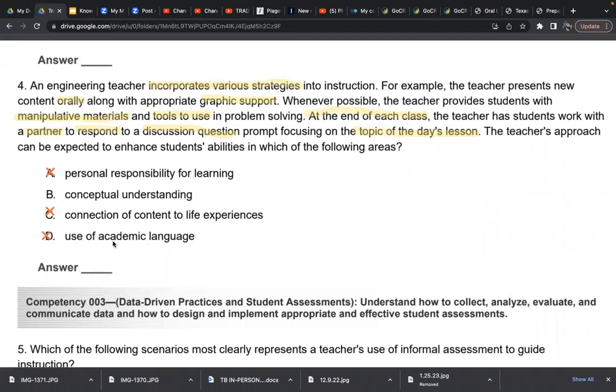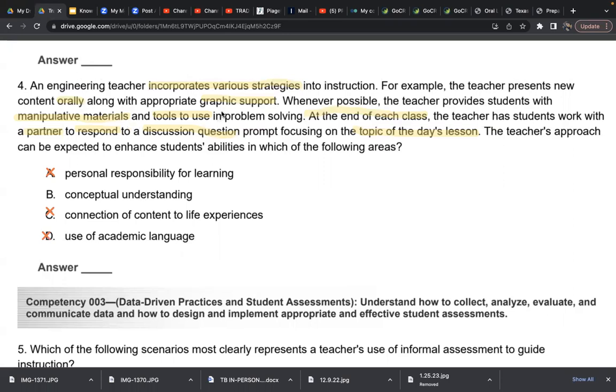I think what is being done in this last part, where she has the students work with a partner and respond to it, helps them use academic language, right? Because they're going to have to use the vocabulary that was in the topic for the day's lesson. But it's not everything. She is doing all of these things in an effort to build the students' conceptual knowledge, their knowledge and understanding of the concepts.